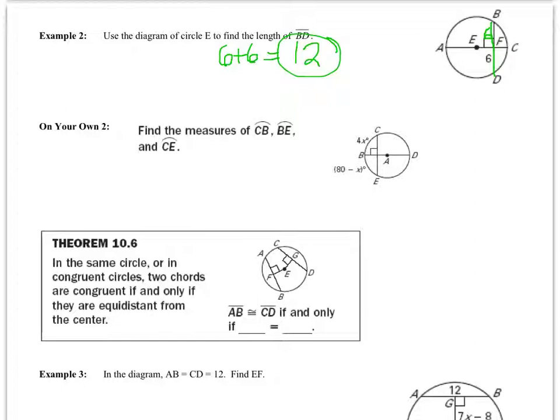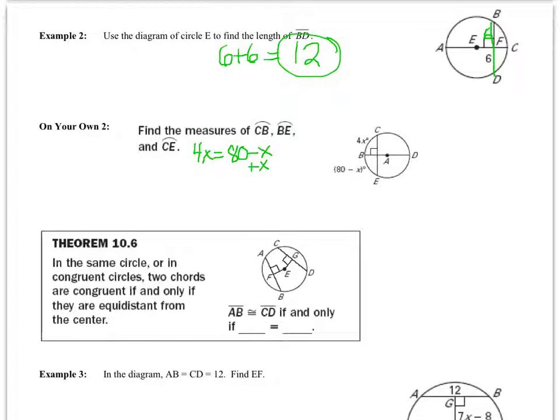On your own too, it says find the measures of arc CB, arc BE, and arc CE. Well, looking at my picture here, I know this is the diameter, and it cuts this chord perpendicularly. It's at a perpendicular angle. So these two pieces are the same, and these two pieces are the same. So since these two arcs are congruent, I can set those two expressions equal to each other. I can say 4x equals 80 minus x.